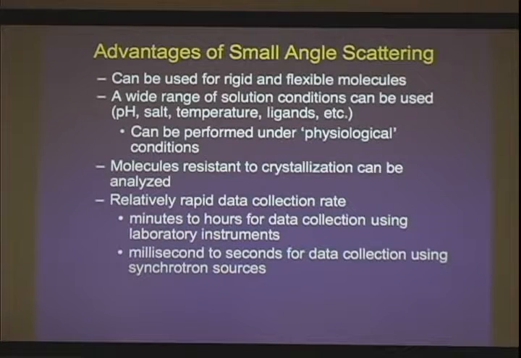So typically, for most of the experiments that we do with protein kinase A, with a half an hour collection, we can get very good quality data at concentrations of around 1 to 2 mg per mil. Using synchrotron sources, we can extend that into the millisecond domain, and so I'm going to show you a little bit of work that we've started to do for time-resolved measurements where we get down into the millisecond time frame.